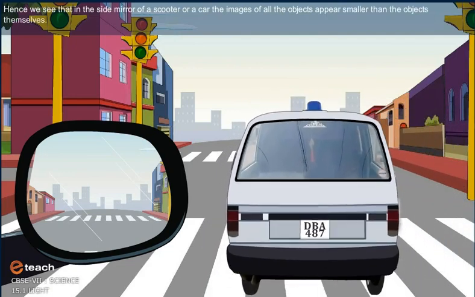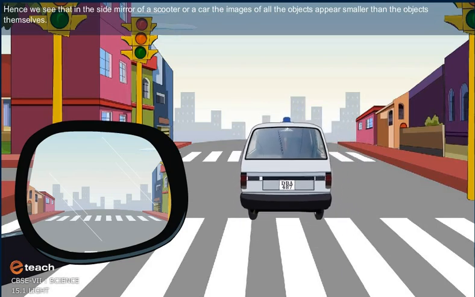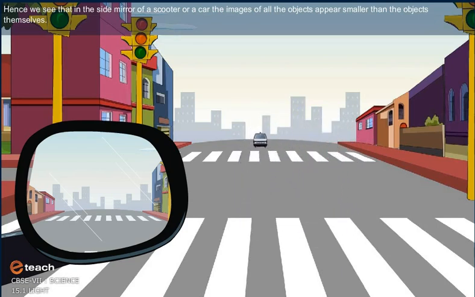Hence, we say that in the side mirror of a scooter or a car, the images of all objects appear smaller than the objects themselves.